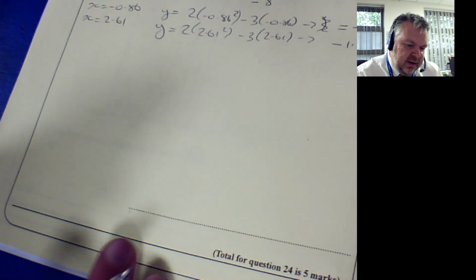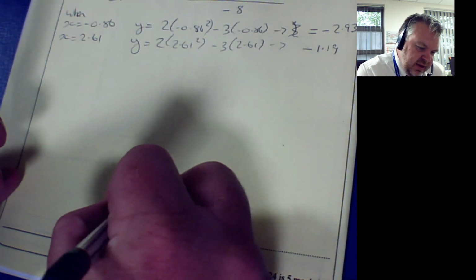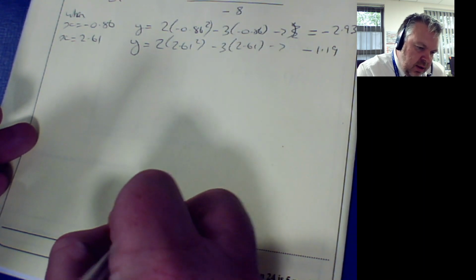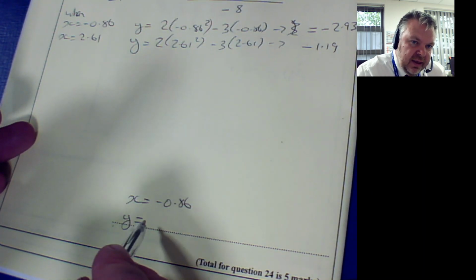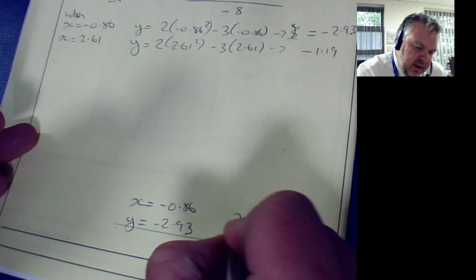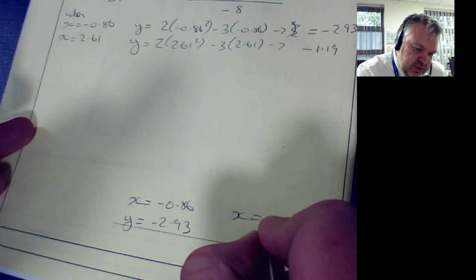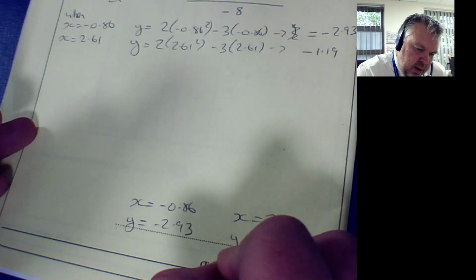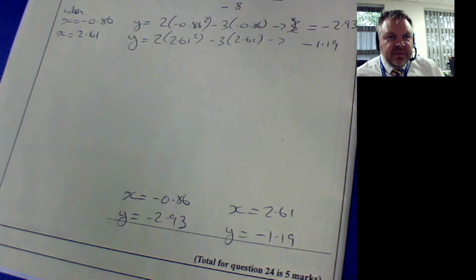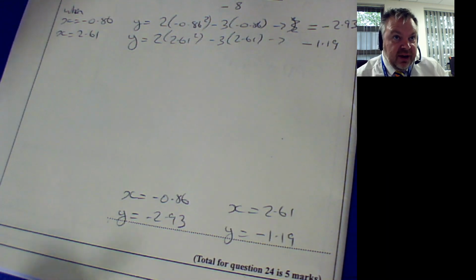So finally, it says solve them simultaneously. x equals minus 0.86 and y at that point is minus 2.93, and x equals 2.61 and y is minus 1.19. Okay, so I've gone slightly over time.